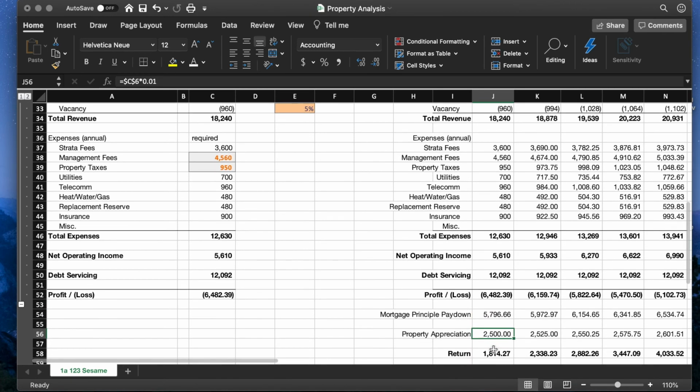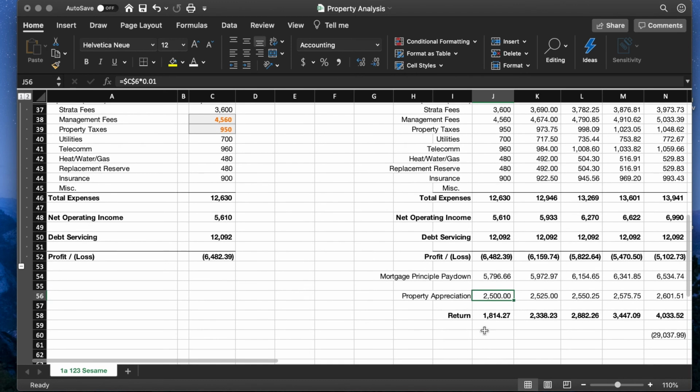And so when we actually factor that in, we start to see this property is actually making money day one. So even though we're on a cash flow basis losing money, when we factor in how much of our mortgage gets paid down because of the revenues coming in that are paying for it for us, and then we also factor in the appreciation of the property, we're actually revenue positive on this investment year one.